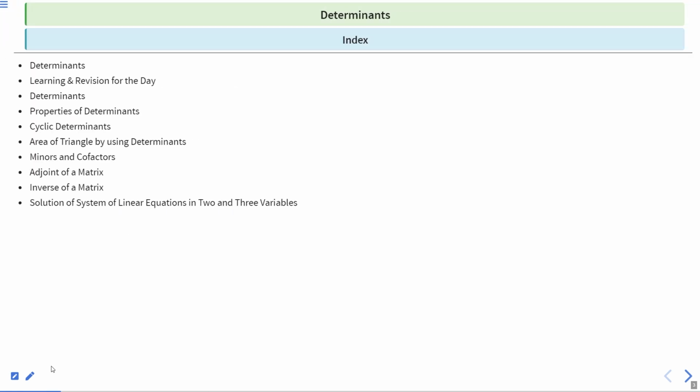Now, let's see the topics we will study in today's lecture. First, we will study determinants. After that, we will see properties of determinants. We will see cyclic determinants. After that, we will see area of triangle by using determinants. We will see minors and cofactors. After that, we see adjoint of a matrix, inverse of a matrix, and solution of system of linear equations in 2 and 3 variables. So let's start.